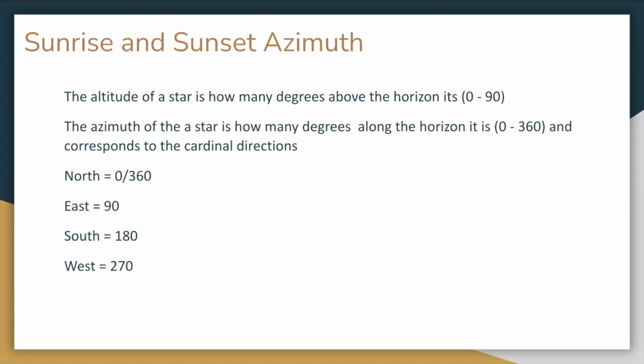Okay, so now we're going to talk about how you can figure out sunrise or sunset azimuth. So remember, altitude is how many degrees above the horizon a star is, and azimuth is just how far around the horizon it is. And again, the cardinal points: north is 0 degrees azimuth, east is 90 degrees, south is 180, and west is 270.